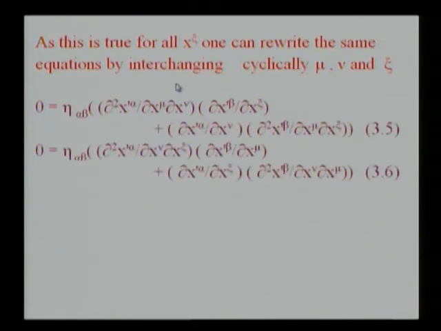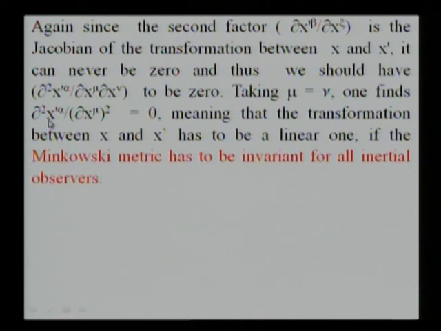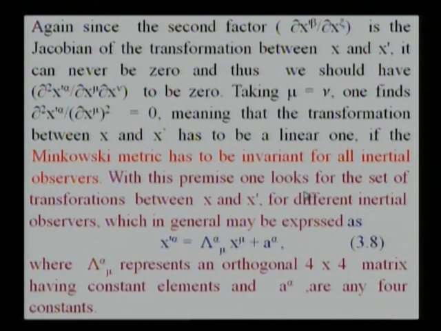3.5 and 3.6. Just add two of them and subtract the other, and that gives you straight away the relation twice eta alpha beta delta squared x prime alpha by delta x nu into delta x prime beta by delta x xi equal to 0. Now, this term, as you notice, is the Jacobian of the transformation between the frames x and x prime, which cannot be 0. Therefore, you have to conclude that delta squared x prime alpha by delta x nu delta x xi should be 0, which shows that if you want a transformation such that the metric is kept invariant, then it has to be a linear transformation.